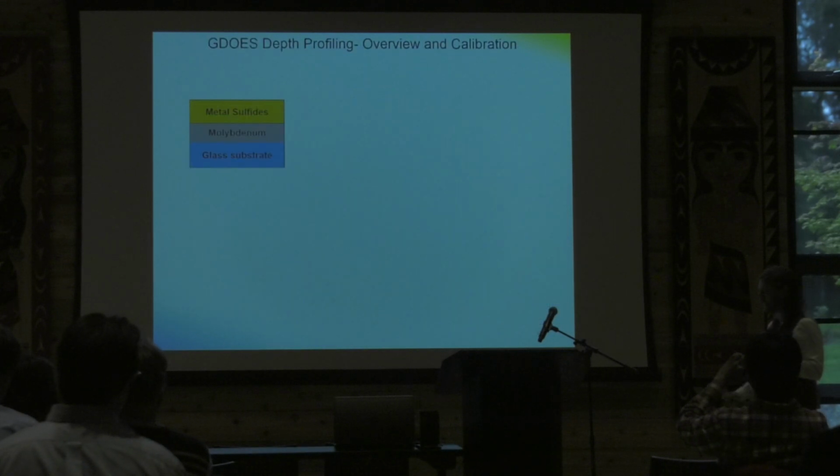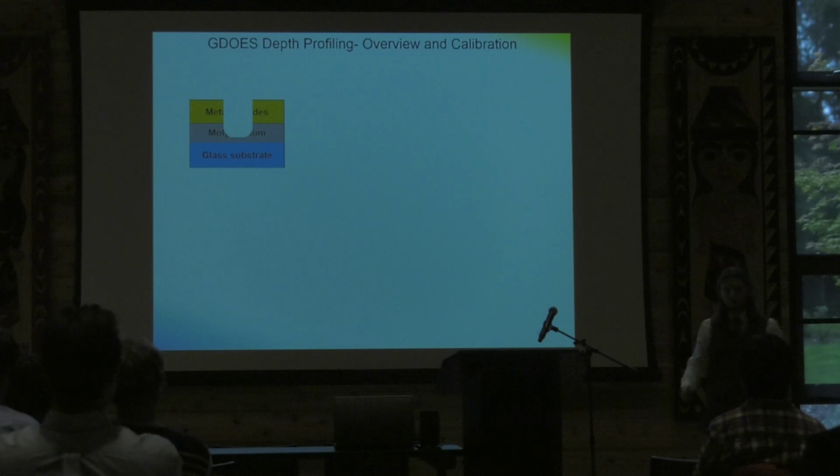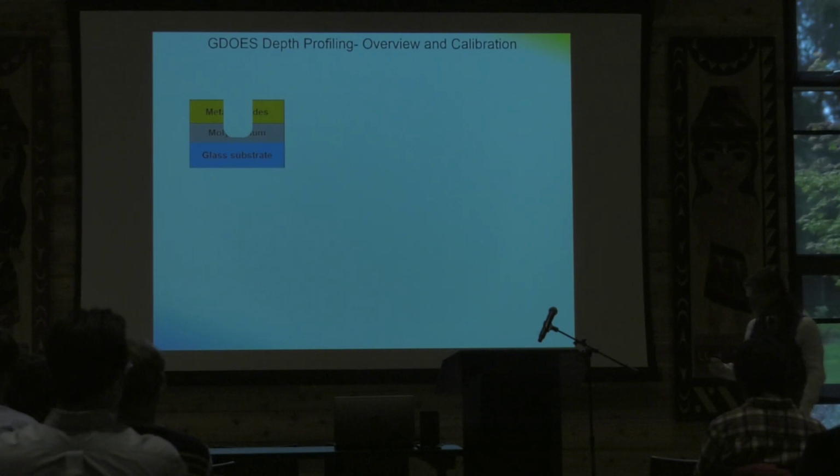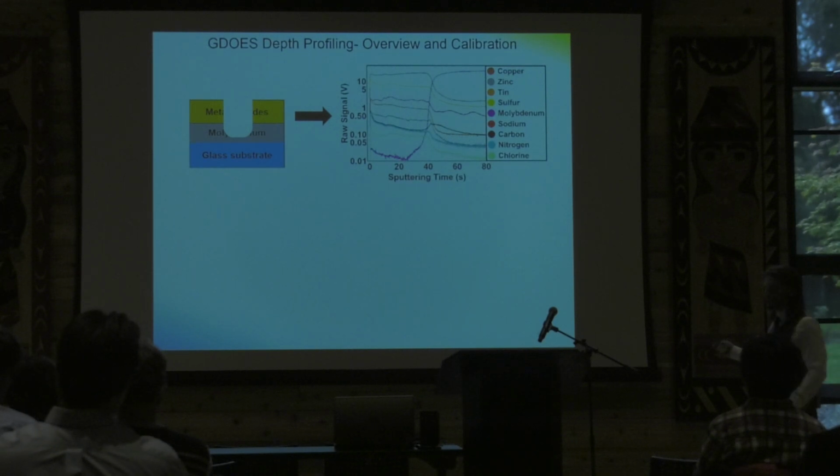But to really dig into what's going on in these films, I implemented a technique called glow discharge optical emission spectroscopy, which is a depth profiling technique, which allows you to look at elemental composition as a function of depth by sputtering it into a plasma and then looking at the light that comes off of that plasma. And again, each element has its own unique spectrum that it emits. And so you collect that light, and what you get is a raw signal as a function of sputtering time here for all of our different elements, which is a really powerful technique by itself without calibration, because you can see if there are particular concentration effects in certain regions.